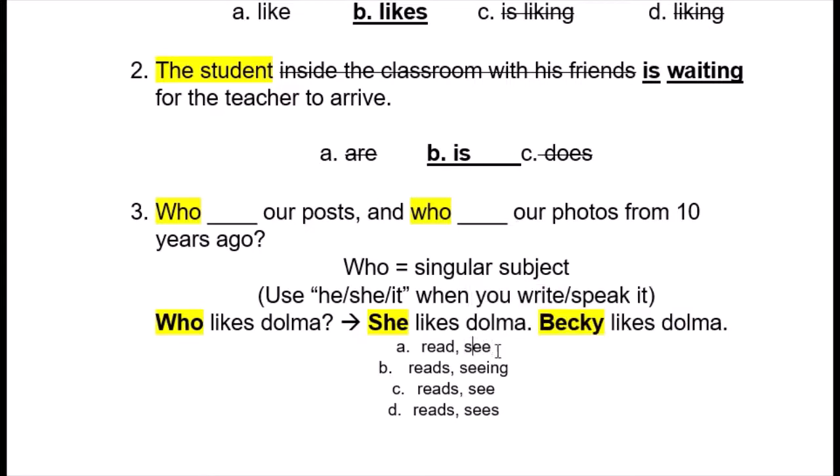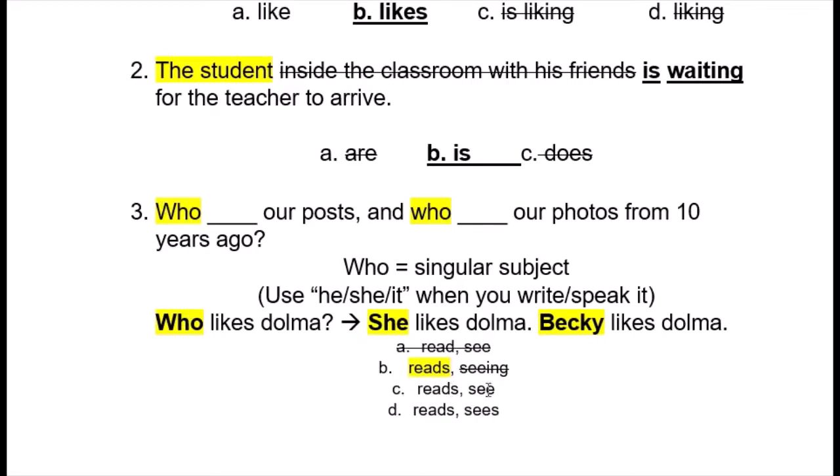No, because these "read" and "see" are for plural nouns. So I'm not using that, okay? What about B? Who reads our posts and who seeing our photos? No, because seeing is not right. You cannot put -ing by itself. But reads is correct, okay? Who reads? Because who is singular, okay?